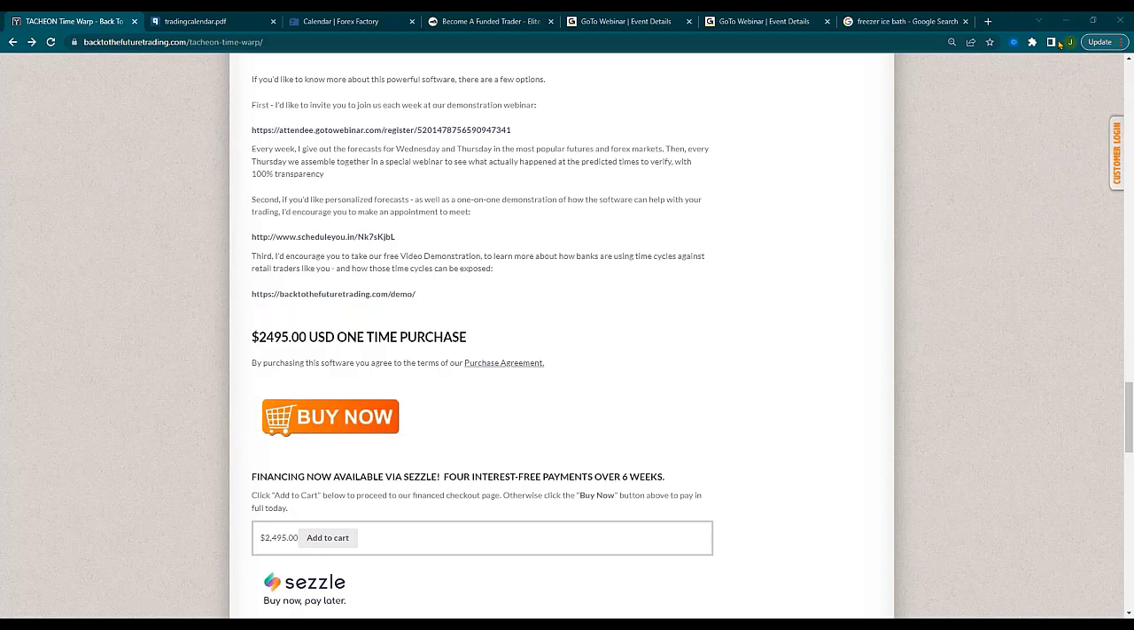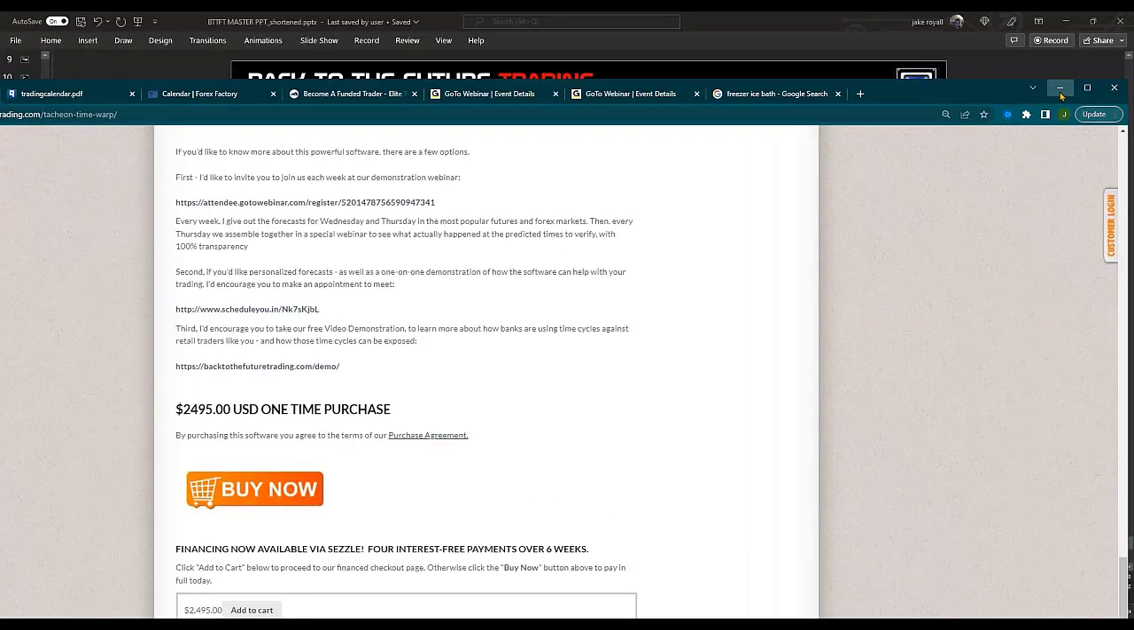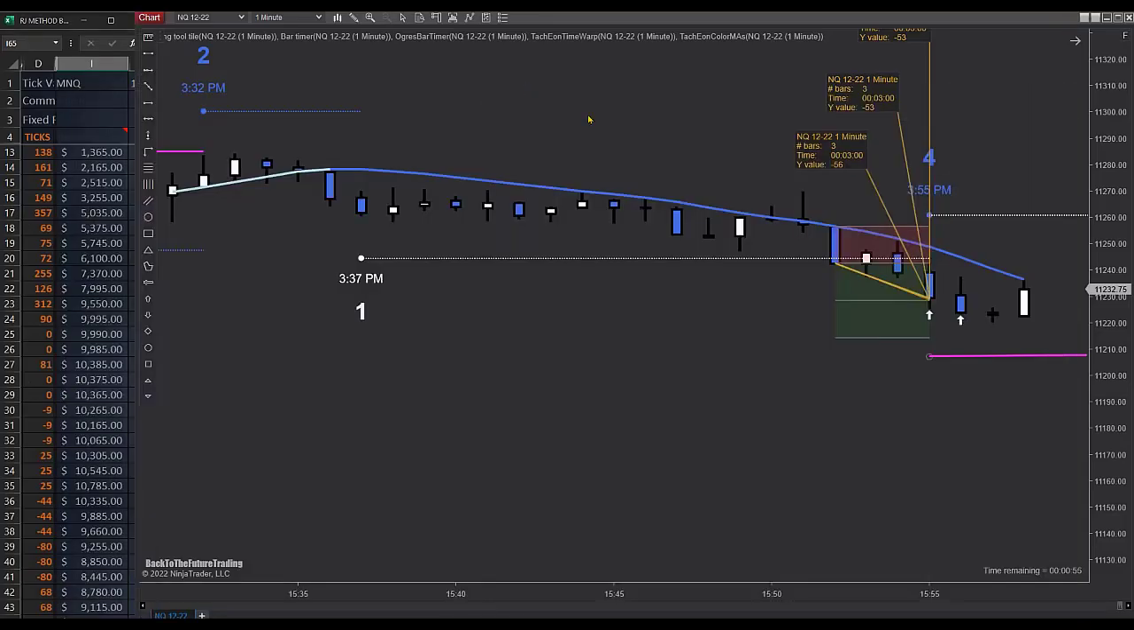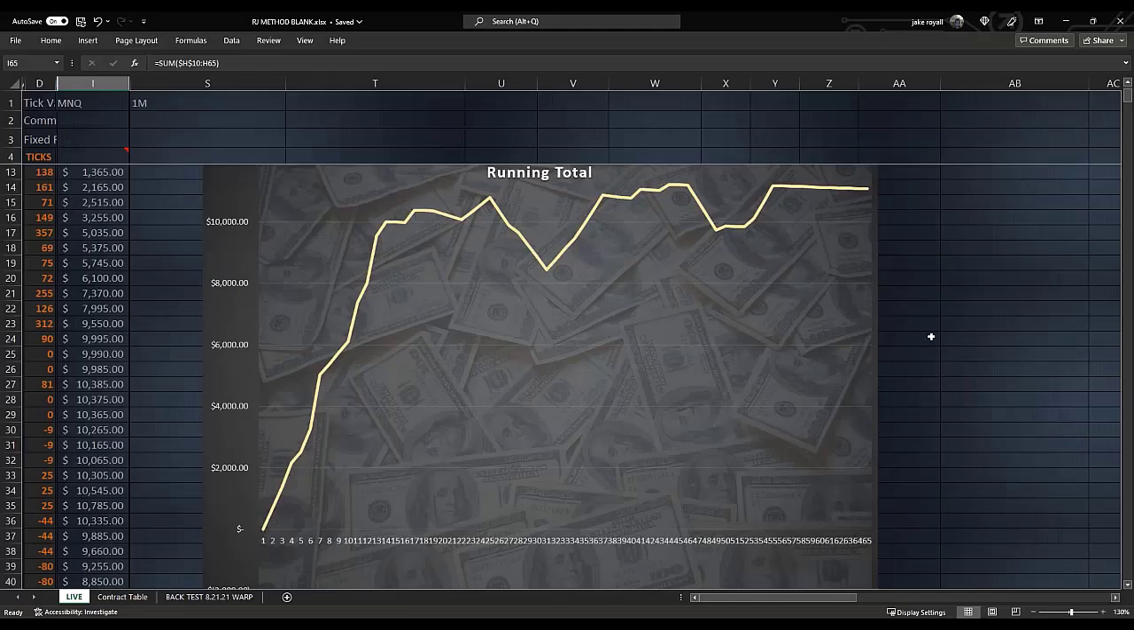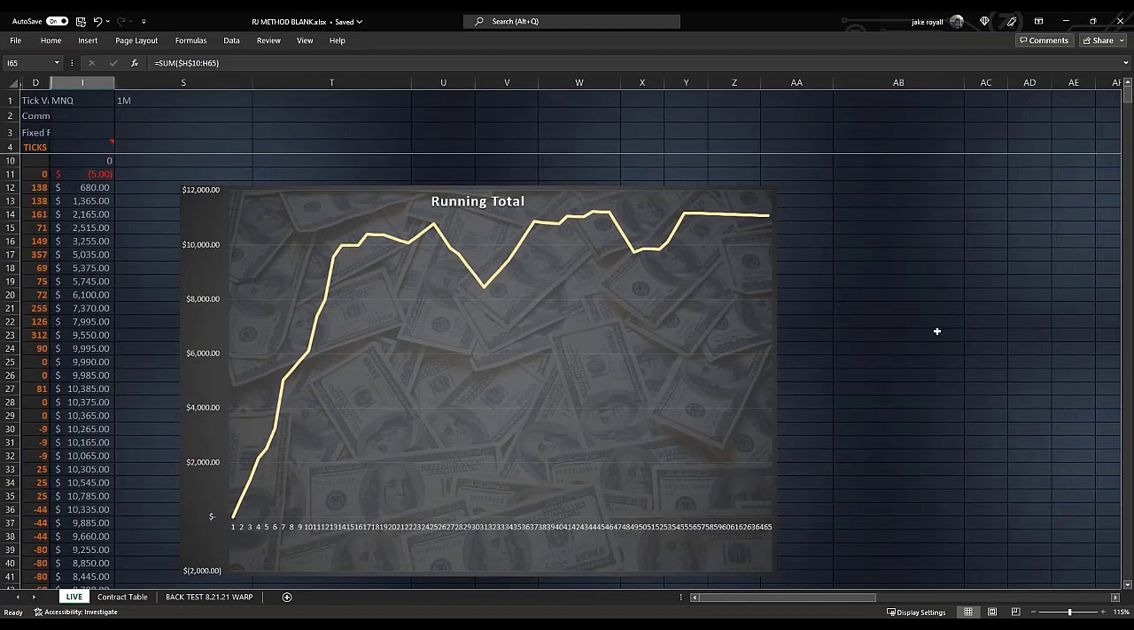Thank you so much, everybody, for attending today's webinar. I wish you all happy trading, and I will end today's webinar with a shot of this beautiful equity curve here, and with my little modified Bob Ross quote. There are no mistakes in trading, only happy accidents.